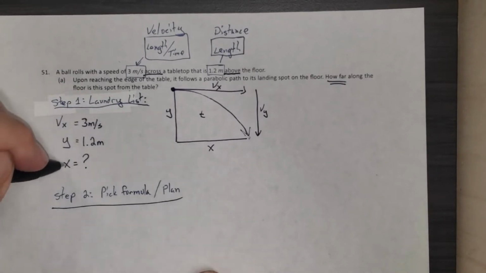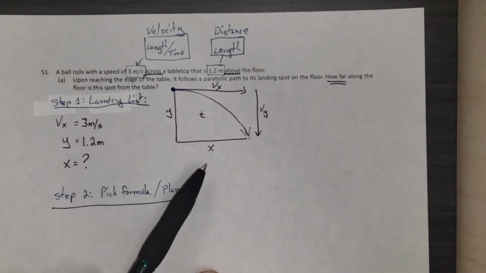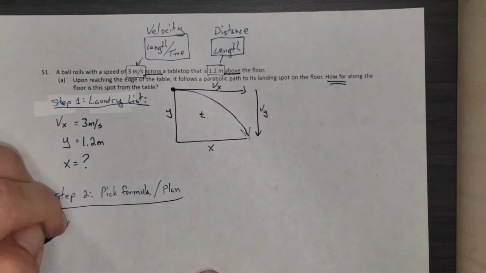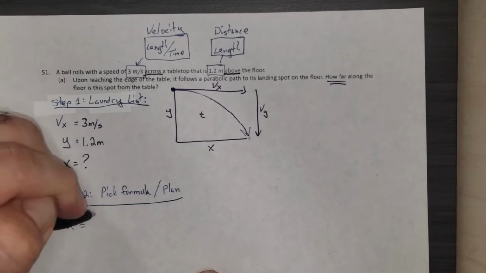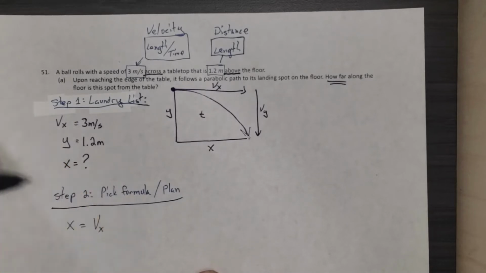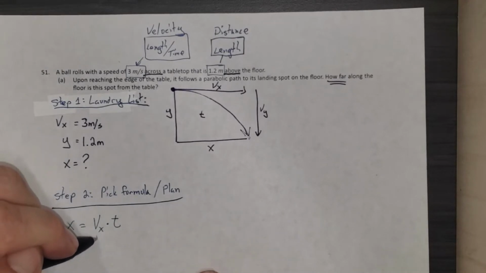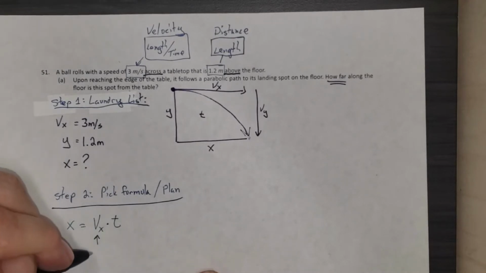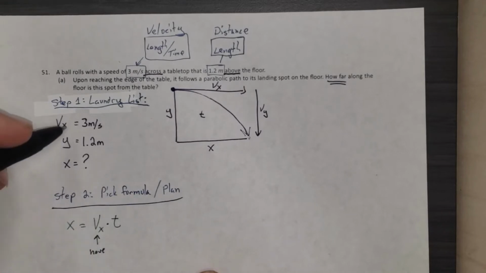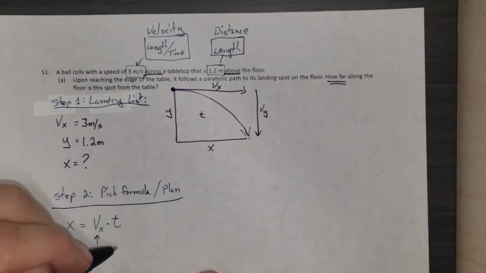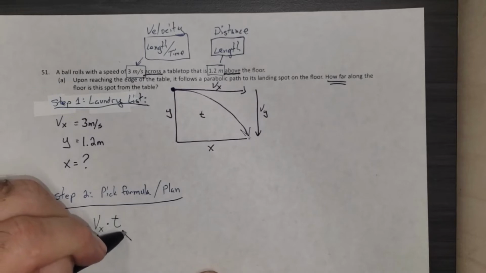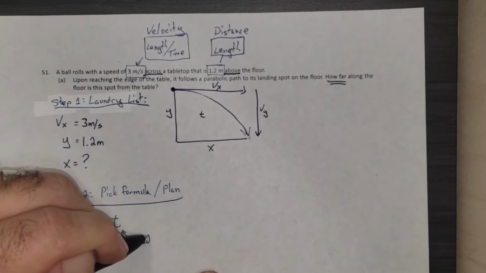The formula to solve for x, that is horizontal motion. So we're looking at the formula x equals horizontal velocity multiplied by time. Now, in this formula, if we look at our laundry list, we have v sub x. That was given to us. But we don't have time, so we need time.